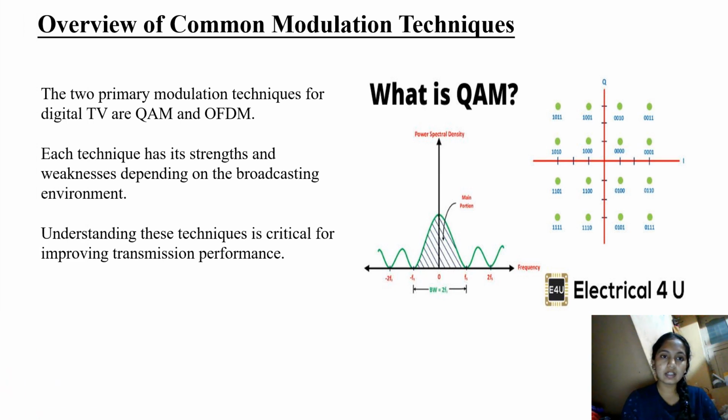So next let us see the overview of common modulation techniques. There are two primary modulation techniques for digital TV, and the two types are, one is QAM and another one is OFDM. So each technique has its strengths and weakness depending on the broadcasting environment. Next, understanding these techniques is critical for improving transmission performance. So let us see one by one.